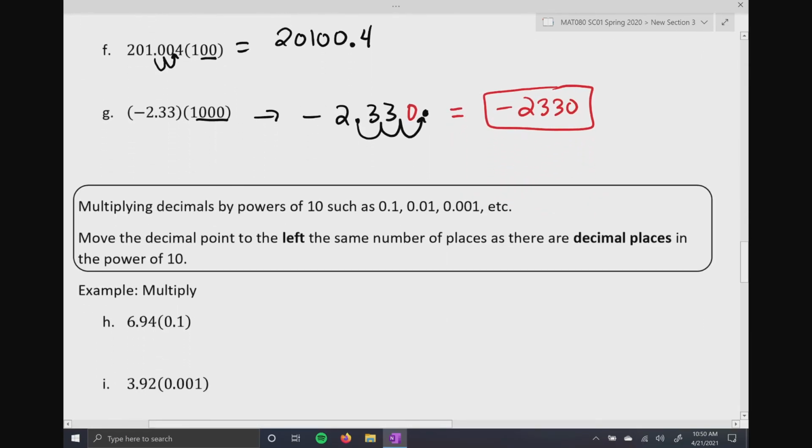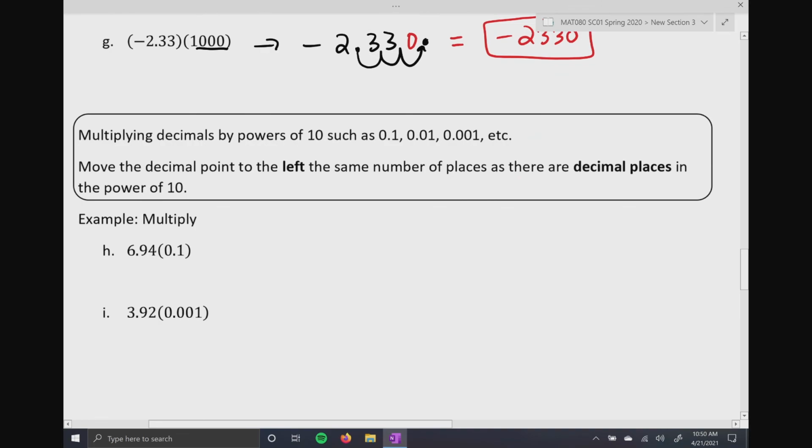Now, what if we looked at an example like this, where we're multiplying by decimal powers of 10, such as, now look at the difference here, 0.1, 0.01, 0.001. Notice we're multiplying by a decimal. As long as it's a factor of 10, all you're going to do is move the decimal point to the left the same number of places as there are decimal places in the power of 10.